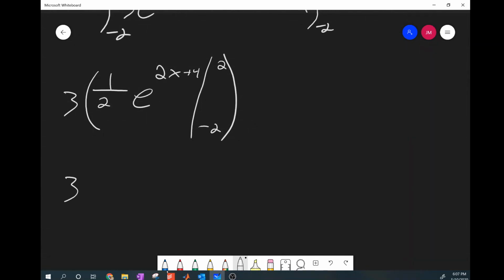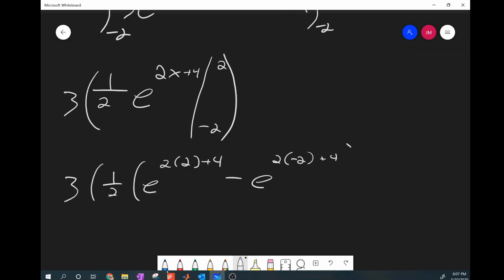So that'll give me 3 times 1/2 e to the 2 times 2 plus 4 minus e to the 2 times negative 2 plus 4. We're going to simplify that again. Let's make that into 3 halves. E to the 2 times 2 is 4, plus 4 is 8, minus e to the 2 times negative 2 is negative 4, plus 4 is 0.